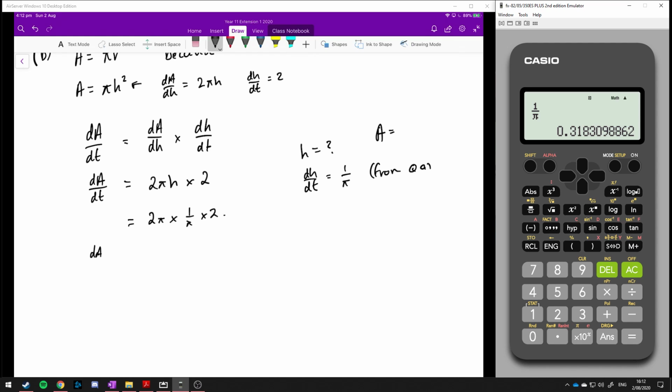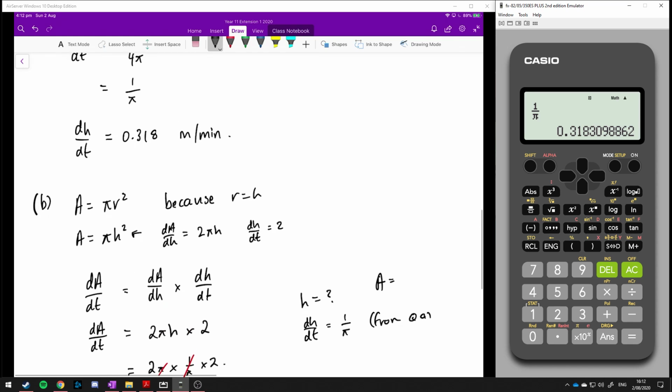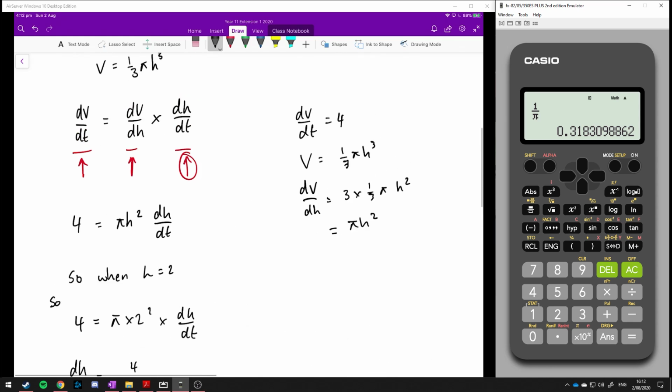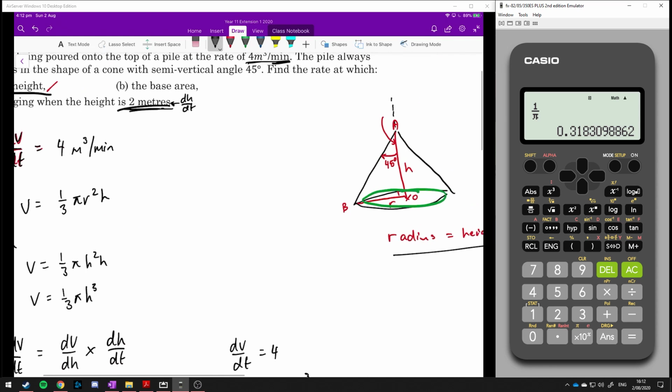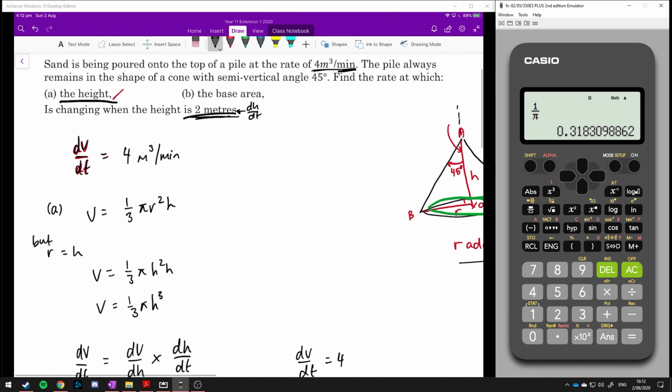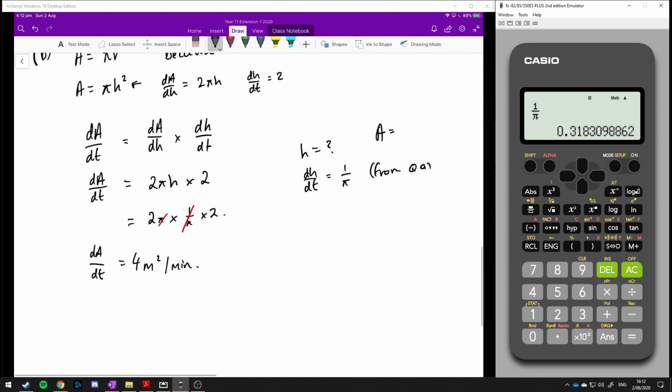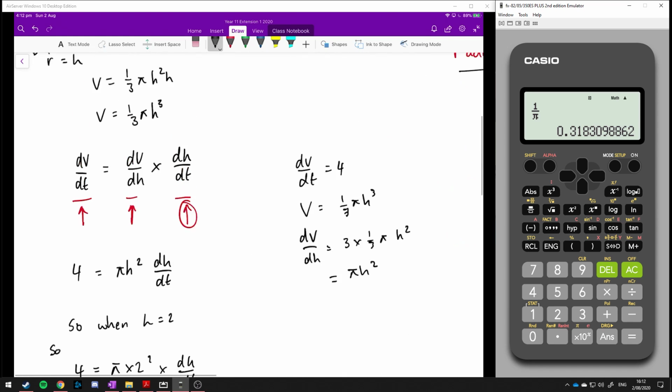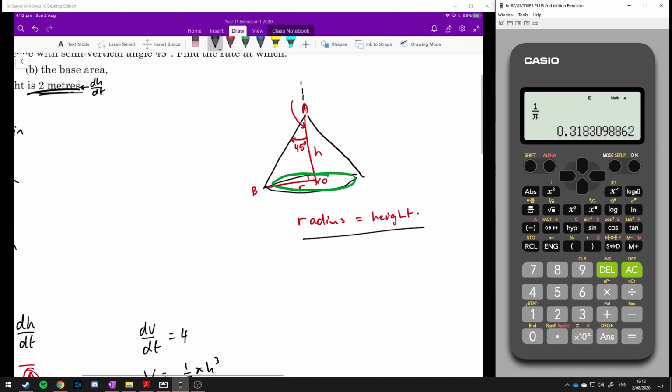So dA/dt is equal to, this one cancels with this one, so dA/dt is equal to 4 meters squared per minute. So that's the rate at which the area is changing. So that area is increasing at a rate of 4 meters squared per minute when the height of this cone, that height there, is equal to 2 meters.